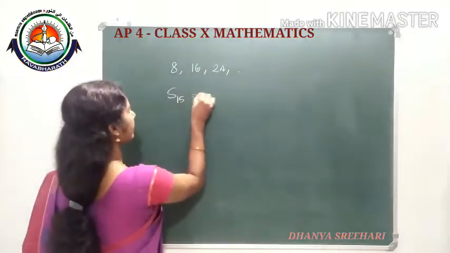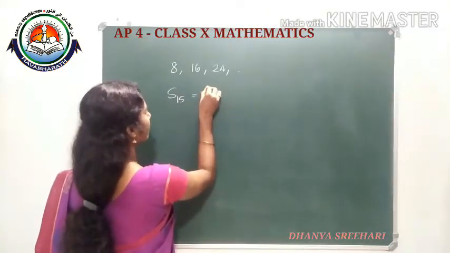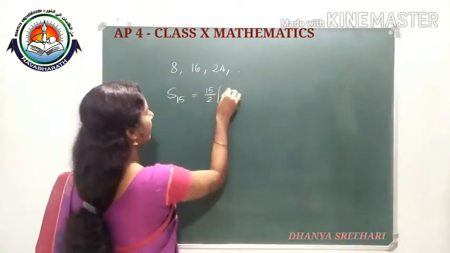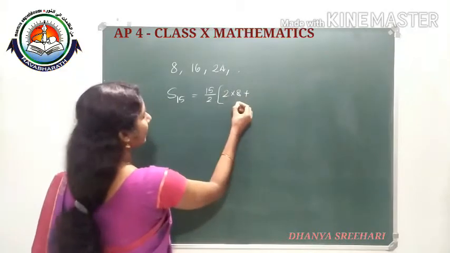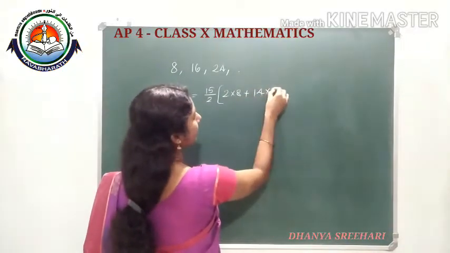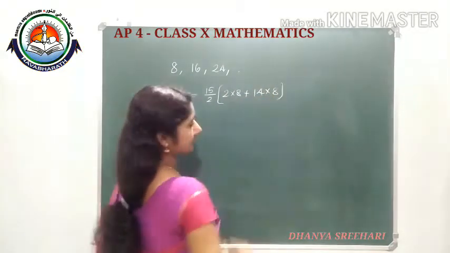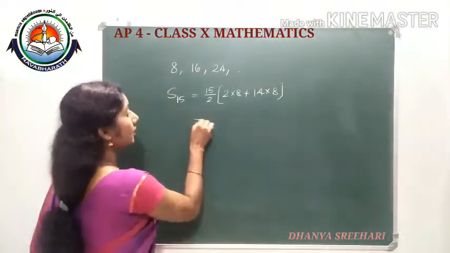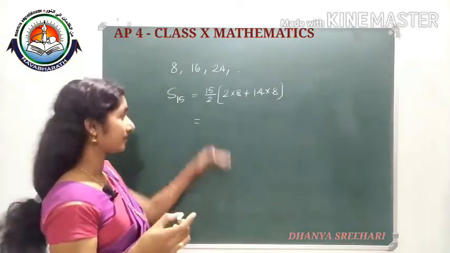So we need S15. S15 is equal to n by 2, 15 by 2 into 2a, 2 into 8 plus n minus 1 into d. So 14 into d, d is 8. Okay, a is 8, d also 8. Substitute the values. See, you have to write the formula before writing this step.